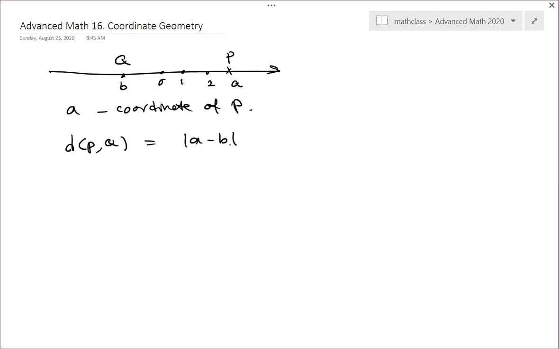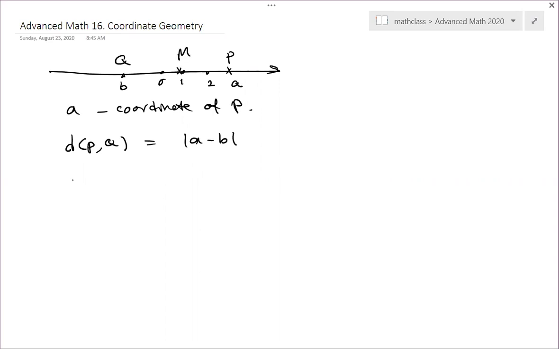In this case, A is larger than B, so A minus B is positive. Sometimes it's negative, so we don't care which one is on the left and which one is on the right. That is the distance formula. One dimension is simple; this is the only one we need to know, the distance formula. Of course, there is another formula called the midpoint formula.